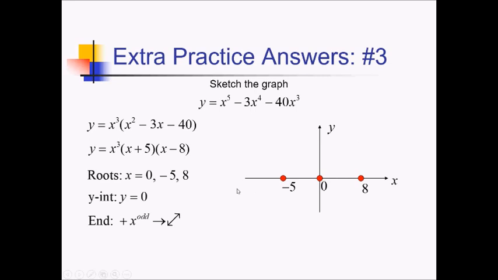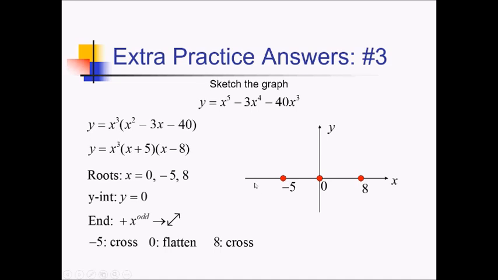And now for the root behavior, looking at the individual factors: negative 5, our first x-intercept, came from this x plus 5, a single power. So that's going to be just a cross-through kind of situation. And the next one at the origin, 0, came from this x cubed, which is a triple root. So we're going to have to flatten through 0. Bouncing would be second power. Third power we flatten through. And then 8 is another single root from this x minus 8. So that's another situation where we cross.